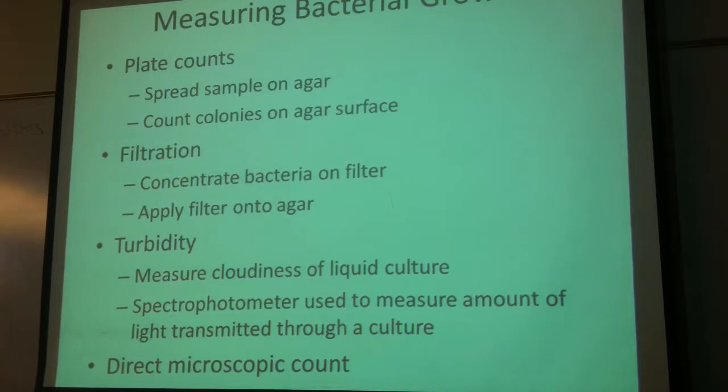So how do we measure all of this? There are multiple ways of measuring cell growth. You can spread them onto a plate and count colonies. You can do filtration, where you can concentrate the bacteria on a filter and then grow those. Or we can also study the turbidity. So how cloudy is that liquid? How much light can we pass through that spectrophotometer? Or you can do an actual direct microscopic count. So what do these look like?